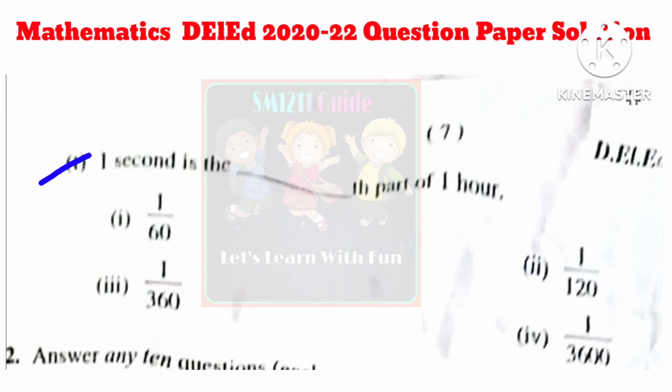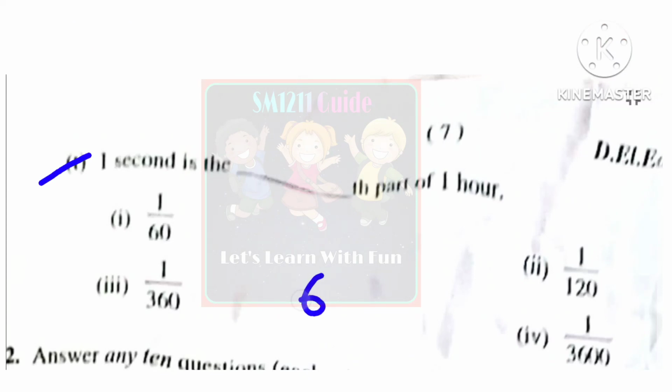Question number 10. 1 second is the dash part of 1 hour. 1 hour means 60 seconds. So 1 second is how much of 60 seconds? That is 1 by 60th part. So the answer will be 1 by 60th part.